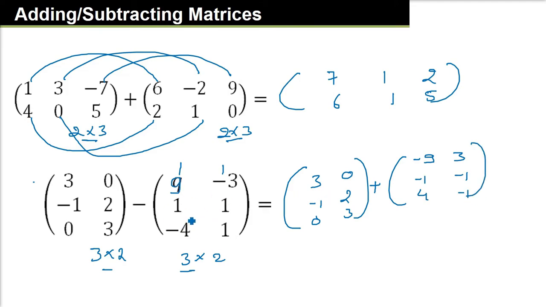So 3 and -9 is -6. 0 and 3 add, you get 3. -1 and -1 is -2. 2 and -1 is 1. 0 and 4 is 4. 3 and -1 is 2. So this is how you add and subtract matrices.